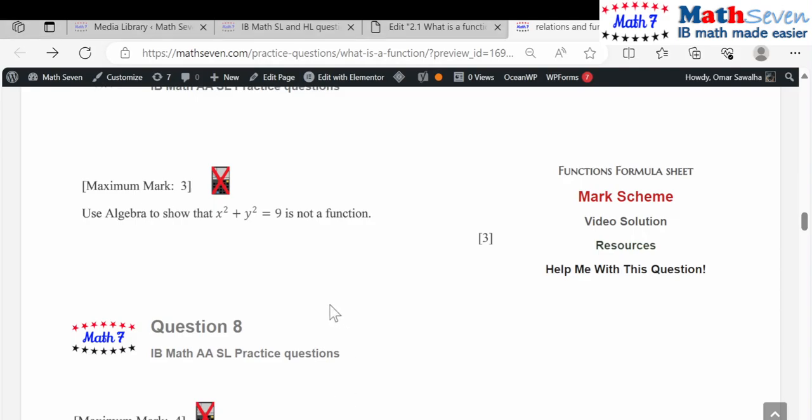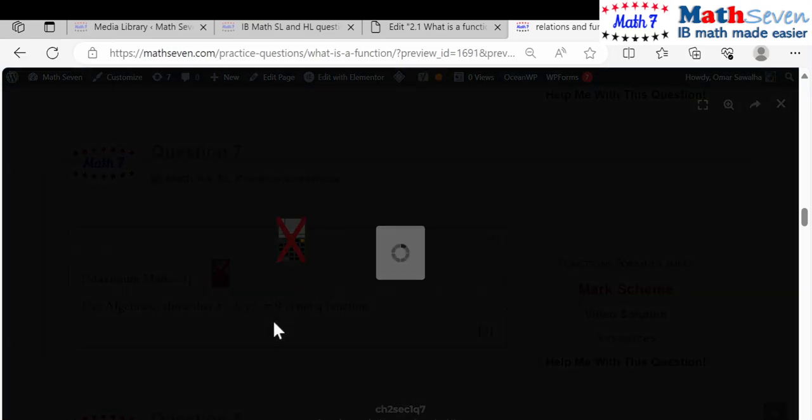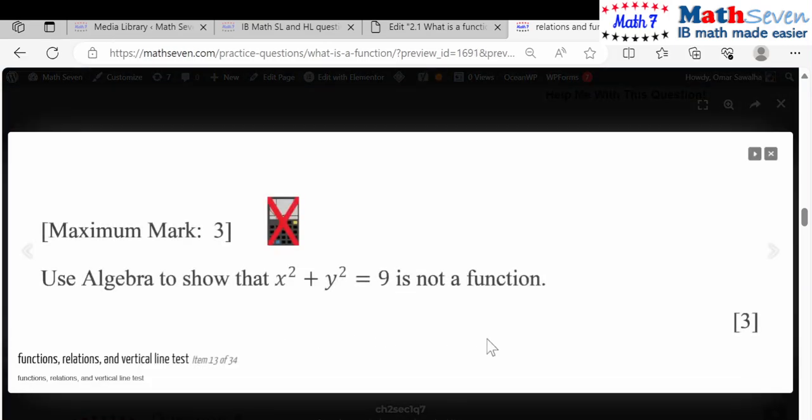Okay, look, students, at question number 7. It says use algebra to show that x squared plus y squared equals 9 is not a function. For your information, those who are familiar with these types of relations, this is not a function, this is a circle.